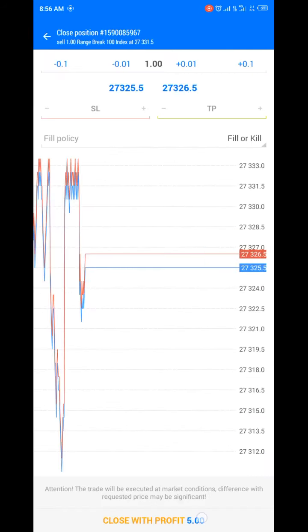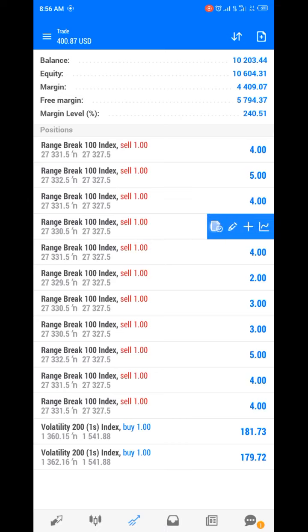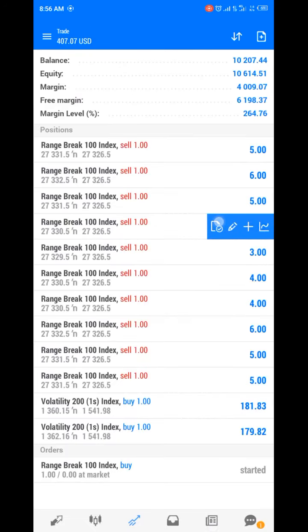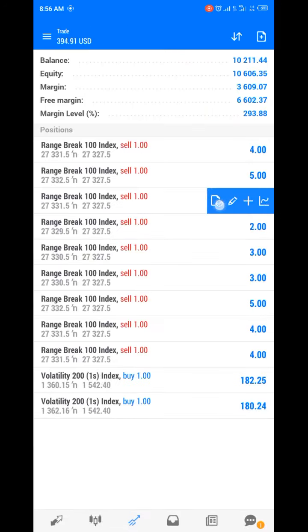Okay, range break. You see, the range break is kind of easy. It's kind of easy to trade if you have a sound strategy like this.